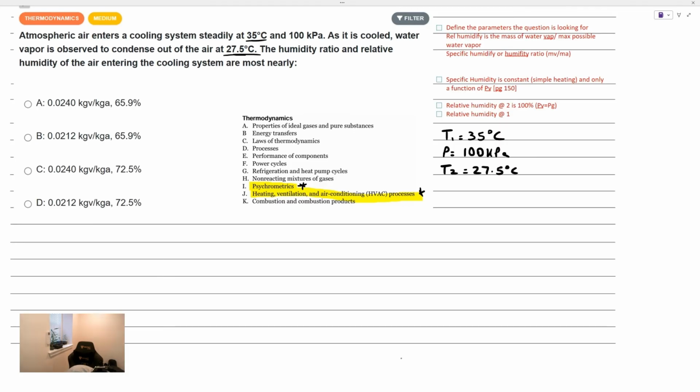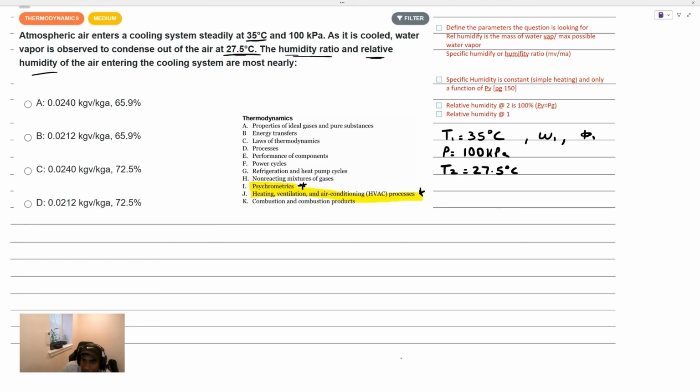27.5 degrees Celsius is kind of the endpoint of our process here. And we're looking for the humidity ratio, which is also called the absolute humidity or specific humidity. And we're also looking for the relative humidity of the incoming air. So that is omega 1 and phi 1.